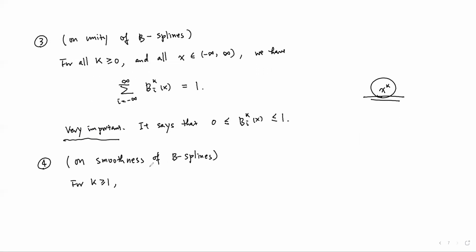The B-spline B_{i,k} belongs to C^{k-1}. Smooth. And the order of smoothness is k minus 1. When k is 1, 1 minus 1 is 0. That means it is continuous, just continuous, no derivative.